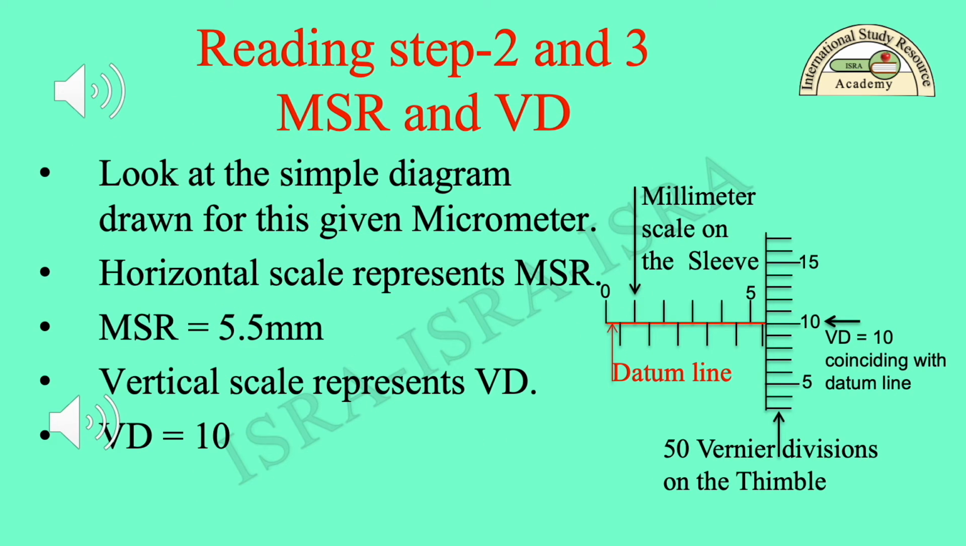Reading Step 2 and 3 together, MSR and VD. Look at the simple diagram drawn for this given micrometer. Horizontal scale represents MSR. MSR is equal to 5.5 mm. Vertical scale represents vernier division VD. VD is equal to 10.